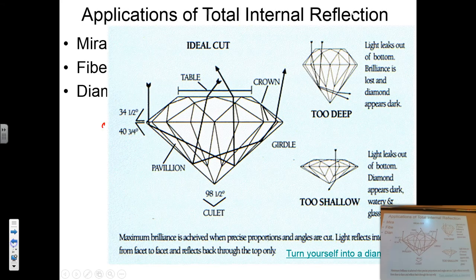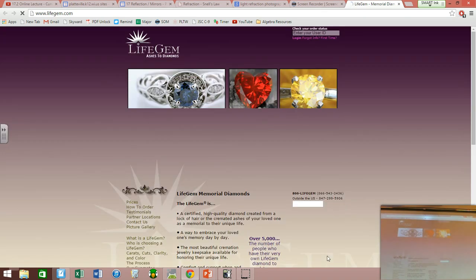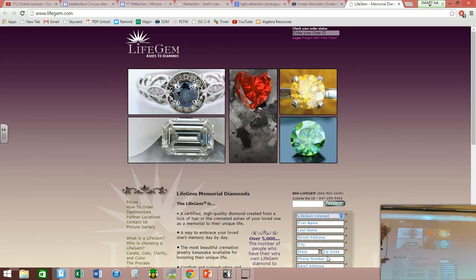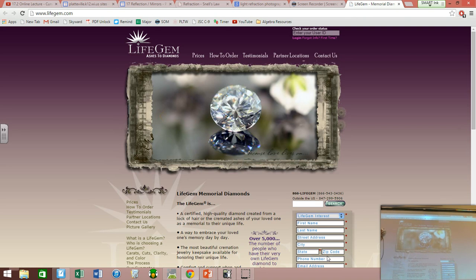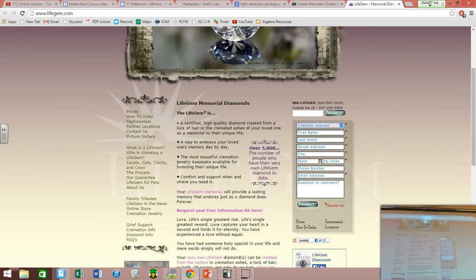This is a website called LifeGem. If you'd like, you can turn yourself into a diamond. You send them a certain amount of you. You can do it with hair. I think a regular haircut would make like 10 diamonds. Or you can do it with your pets. It's pretty crazy, but it ranges in price from about $2,000 to $25,000, depending upon the size and color of the diamond you want to have made out of your person or pet.